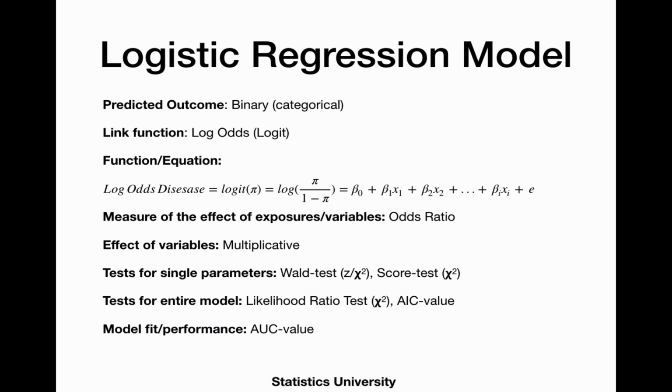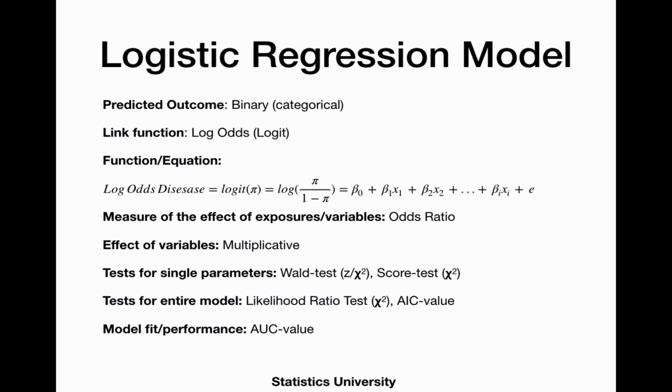Now, as the measure of the effect of variables in the model, we use the odds ratio. And because we use a ratio, the effect of the variables is multiplicative. If we want to test for significance of single parameters in the model, we use a Wald test, which is based on either the z or chi-square statistic, or a score test, which is based on the chi-square statistic. Now, if we want to test the entire model, we can use the likelihood ratio test, also based on the chi-square statistic, and the AIC value.